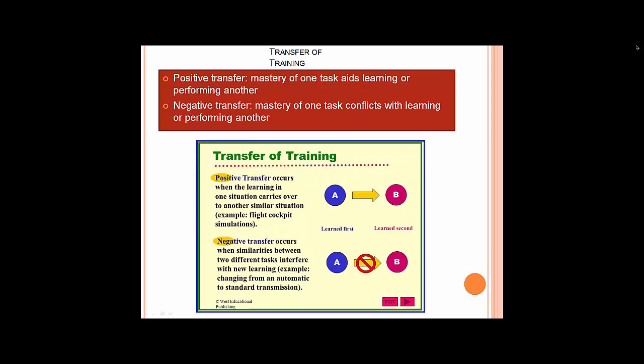Transfer of training, and again, this sort of goes along with interference as well, but it can be in a constructive manner. Positive transfer is when mastery of one task aids in learning or performing another. So that's positive transfer. That is like a positive interference. Negative transfer is when mastery of one task conflicts with learning or performing another.